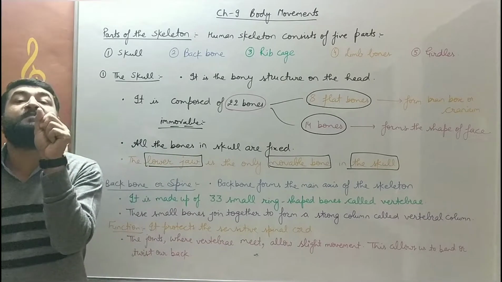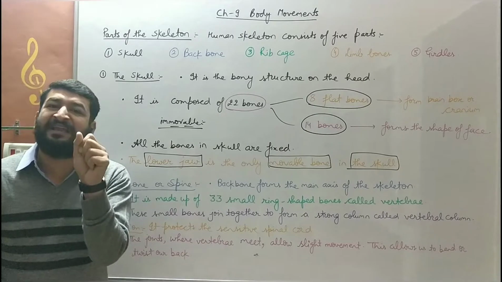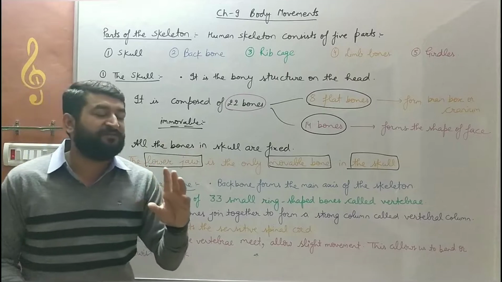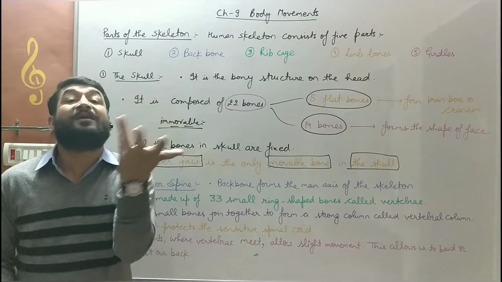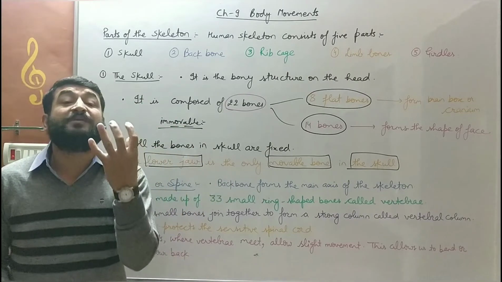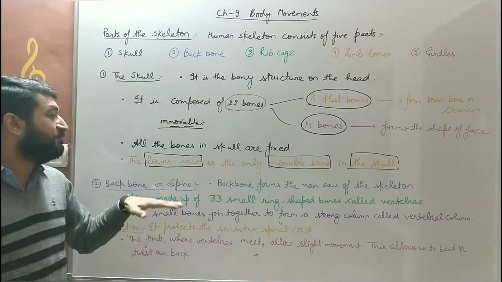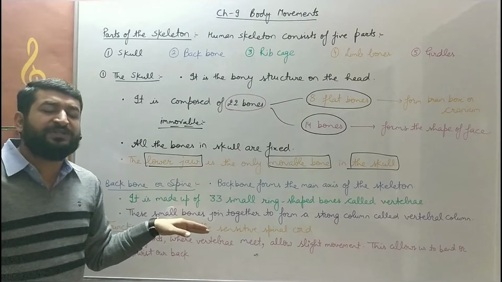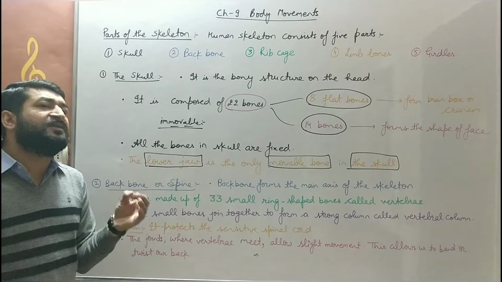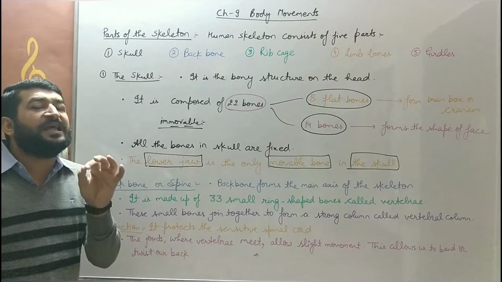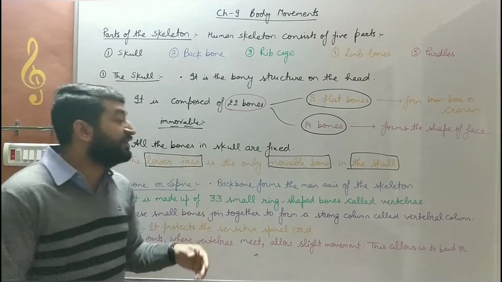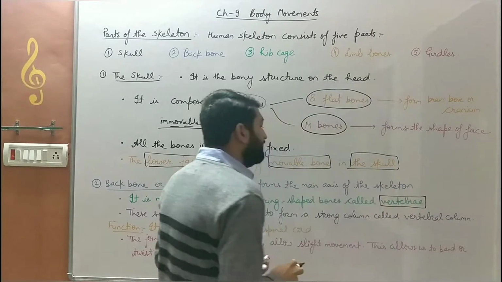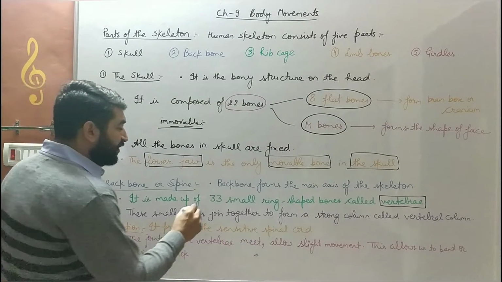The backbone forms the main axis of the skeleton. It is the main axis around which the other bones are present, around which we locate the other bones. We discuss the place of other bones. So it is the main axis of the skeleton. It is composed of 33 small ring-like bones which are known as vertebrae. And how many vertebrae are present? 33.